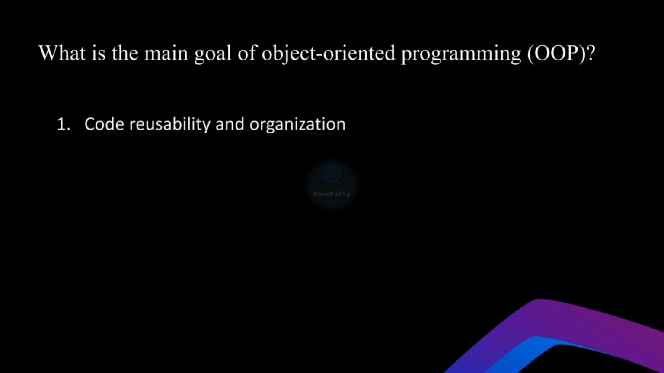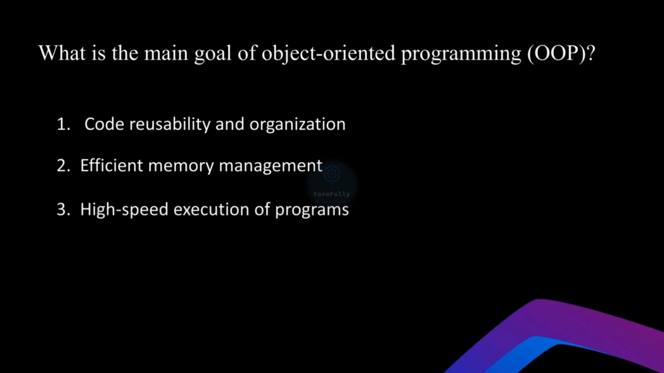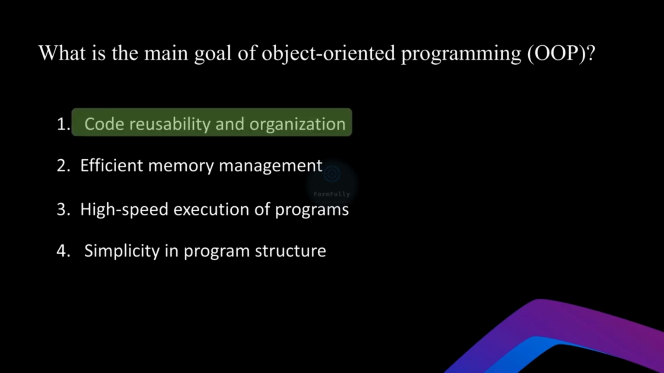Next question. What is the main goal of object-oriented programming? Code reusability and organization, efficient memory management, high-speed execution of programs, simplicity in program structure. The primary goal of OOP is to achieve reusability and organization. OOPs promote the creation of reusable software components, that is objects, that can be easily managed and maintained, leading to more organized and efficient code.